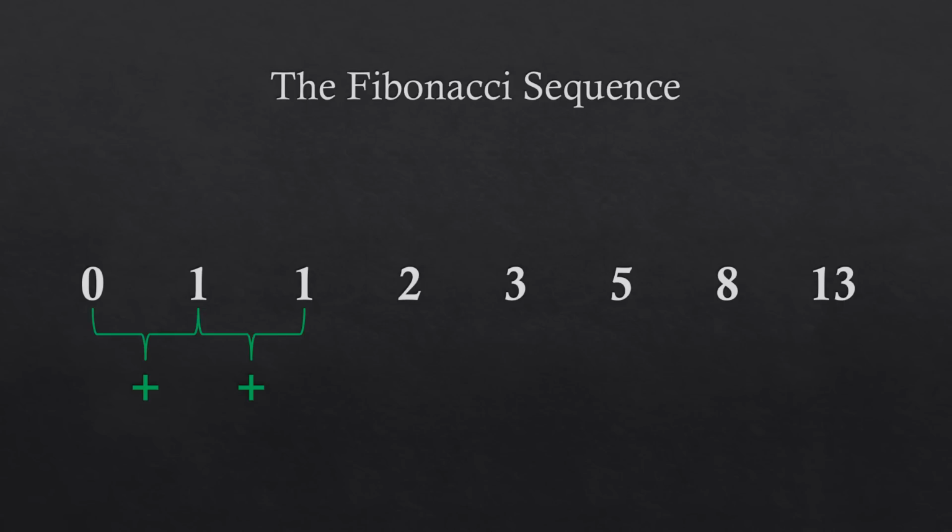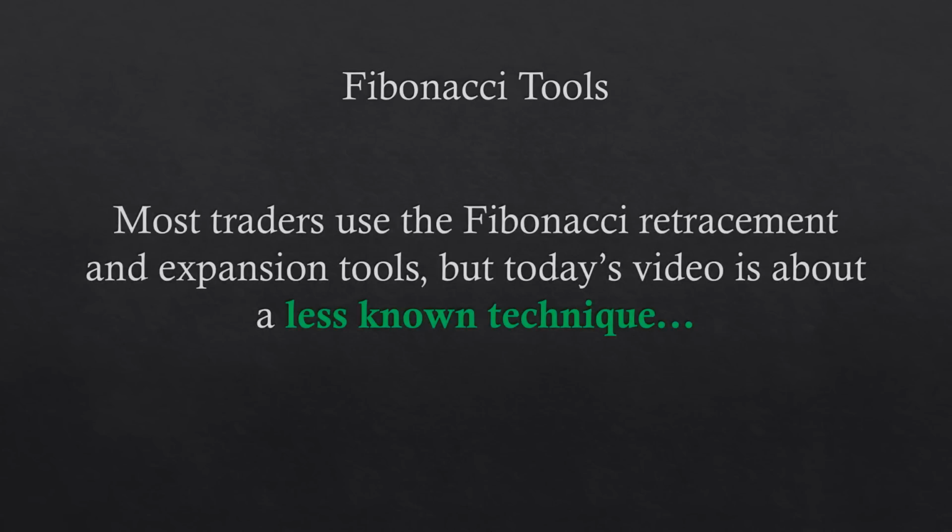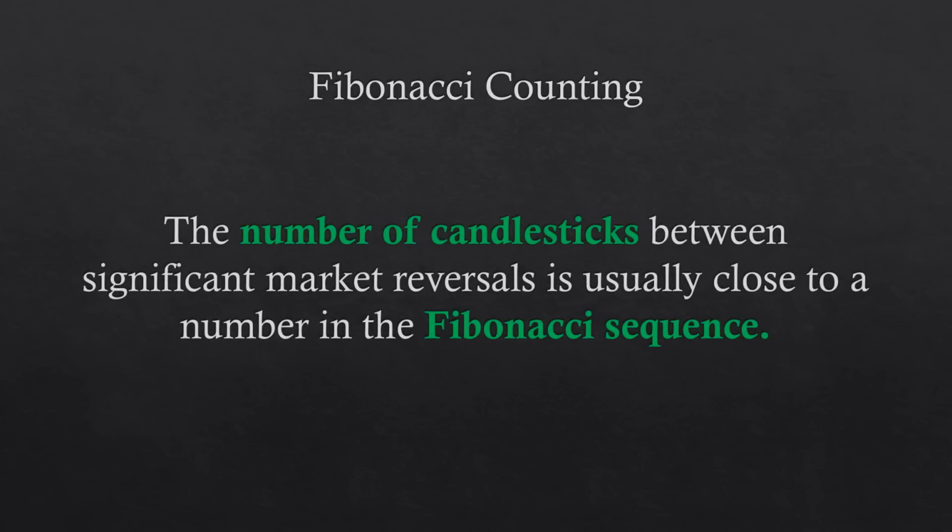Most traders use the Fibonacci retracement and expansion tools, which are based on the ratios obtained when we divide two numbers in the Fibonacci sequence. However, that's not what I'm going to talk about in this video. Today I will show you a different way of using the Fibonacci sequence in order to predict major price reversals. The technique I want to show you is called Fibonacci Counting. This technique is very simple, but it can be very powerful as well. It states that the number of candlesticks between significant reversals in price are usually close to a number in the Fibonacci sequence. This is better understood with a visual illustration.